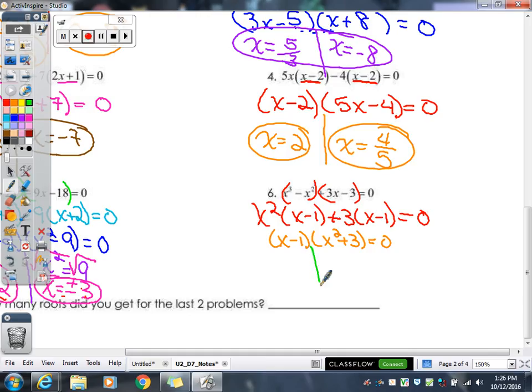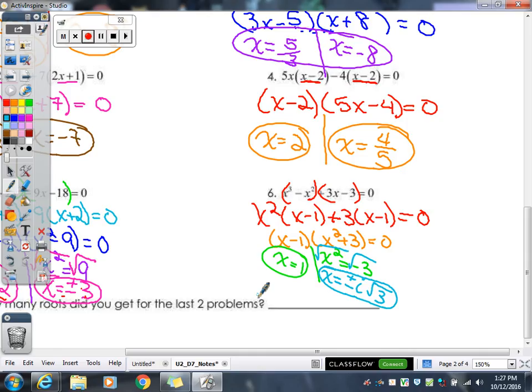So when we set these equal to 0, I get x equals 1 is one of my answers. For the other one, I would subtract my 3 over. So I have x squared equals a negative 3. And then what do we do? Take the square root. This is going back to what you guys don't like. So we have plus or minus. A negative under the radical turns into what? i radical 3. So then our 3 answers are positive 1, positive i radical 3, and negative i radical 3. That's why we have the i's.